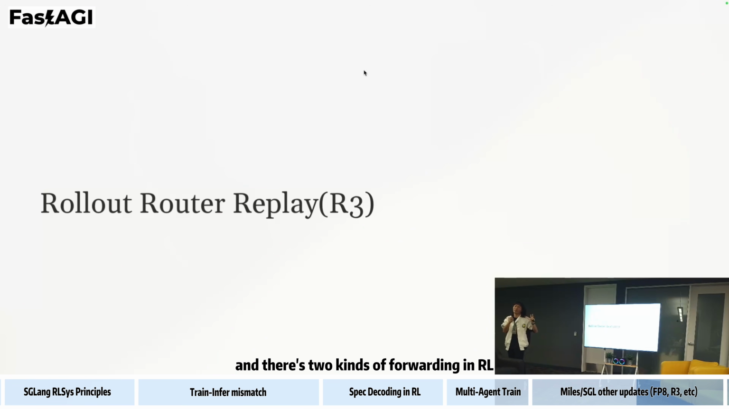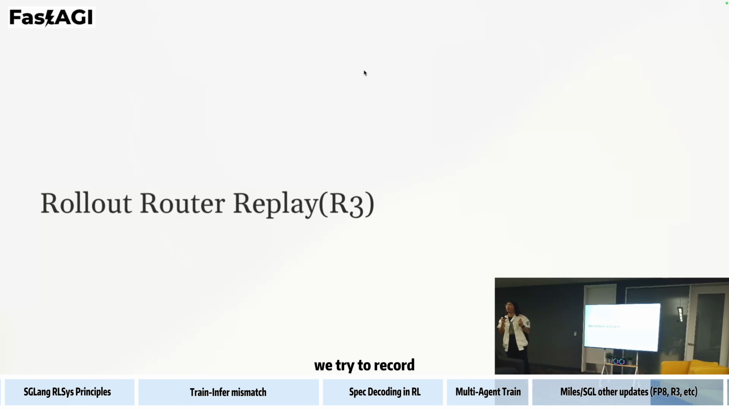And there are two kinds of forwarding in RL. The first is inference forwarding, and the second is training forwarding. The idea is that we want to replay the routing information from inference for training. That means the experts that generated these tokens at inference time should be the experts that get trained. If a token is generated by expert A and expert C, you do not want to train expert B and expert D next time, because they are not responsible for it, right? Okay, so that's the idea behind this.